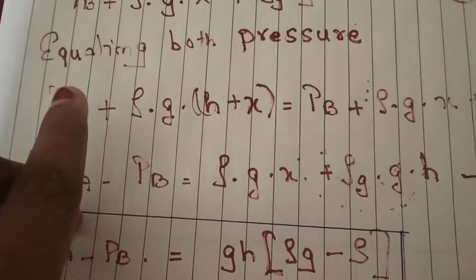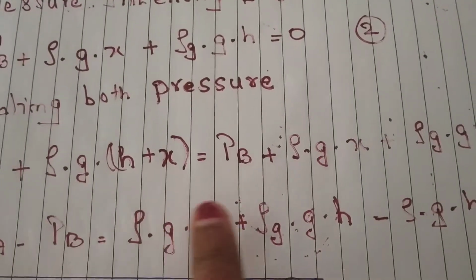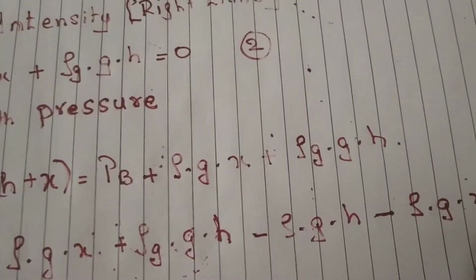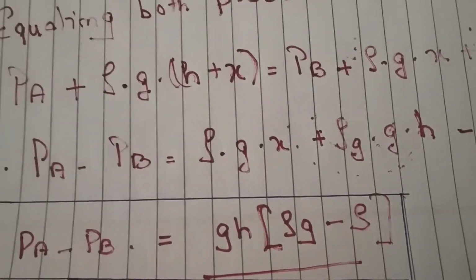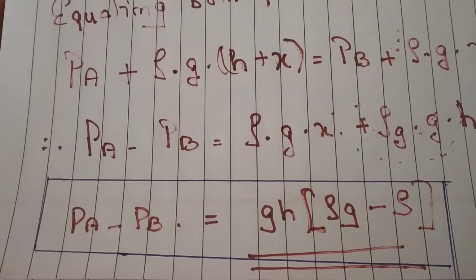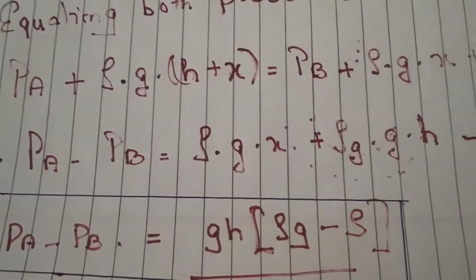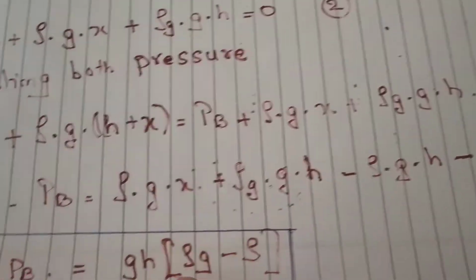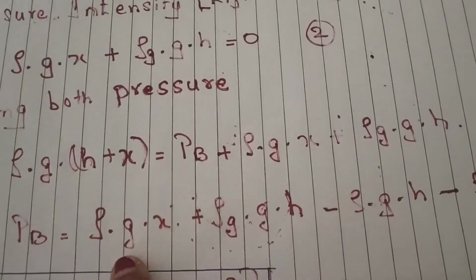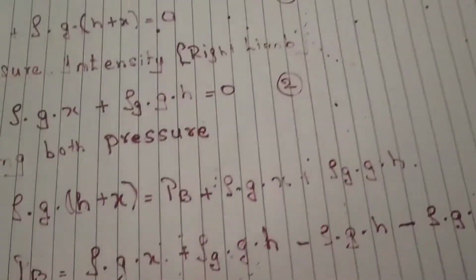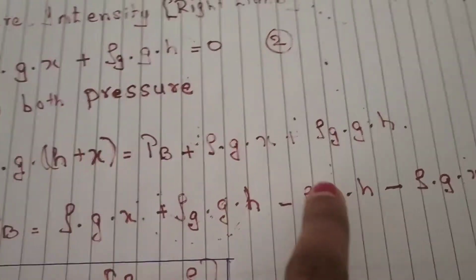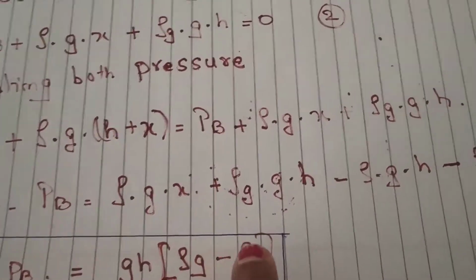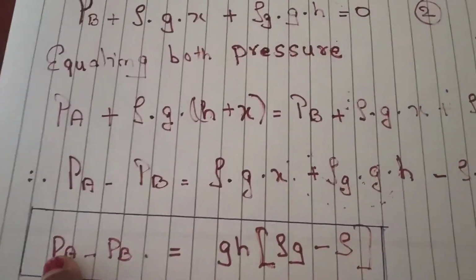Now I bring PB to the left side, so rho g x plus rho g h terms move across, and the plus becomes minus. Since the density of both fluids is the same, the rho g x terms cancel out. The remaining value is rho g h for mercury minus rho g h for the fluid. Since g and h are constants, in my equation I get h into (rho g minus rho), where rho g is the density of mercury and rho is the density of the fluid in both pipes A and B. So this is the pressure difference that I have got.